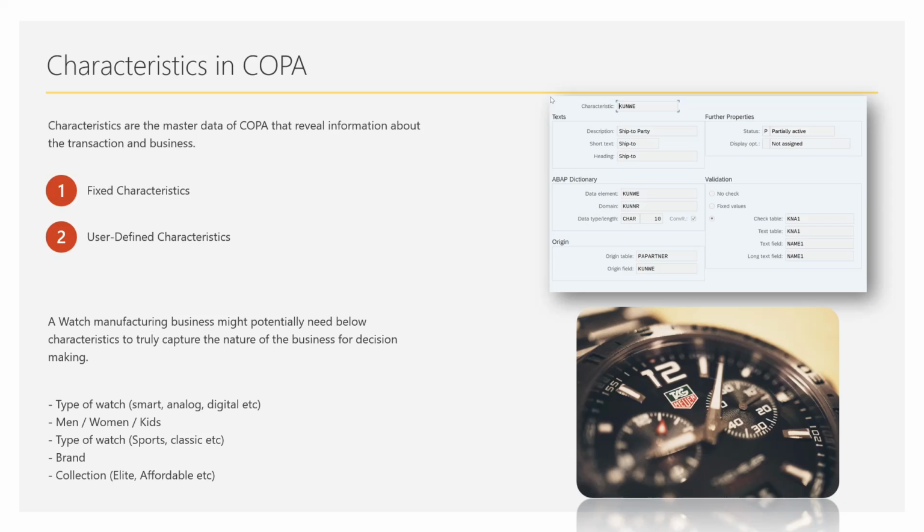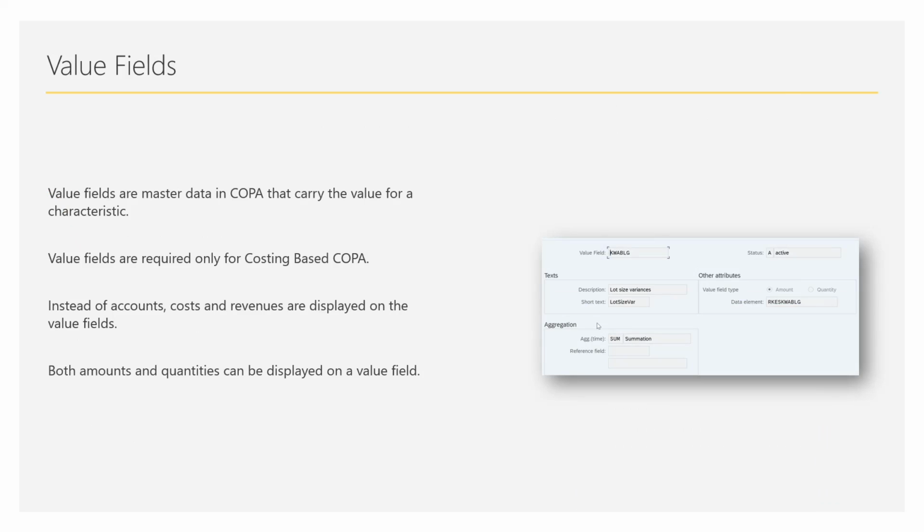Or if I do not want to have any validation, if I want to leave it as is, whatever the value that the user is passing in this profitability segment characteristic at the time of posting the document, then I'm going to keep it as a no check. So this is about the characteristics in COPA. So in short, characteristics are nothing but master data that is going to define the nature of a transaction. In simple terms, it is any field that is given by default by SAP, or any field which I'm going to define custom based on any existing fields.